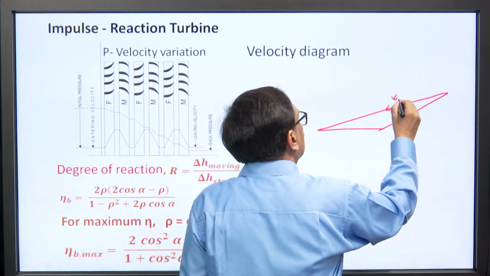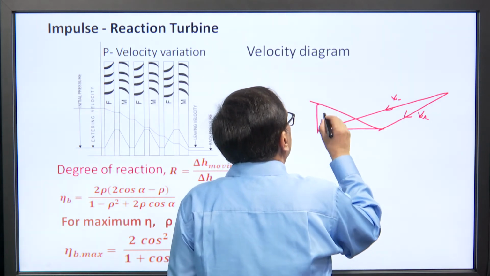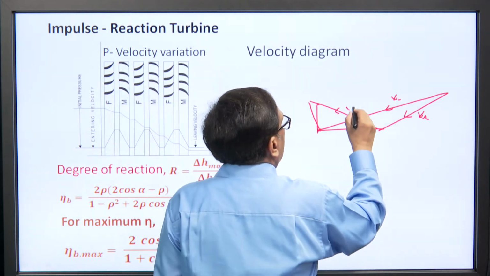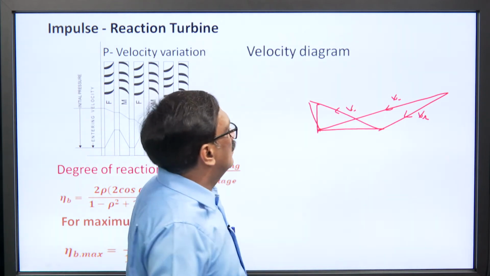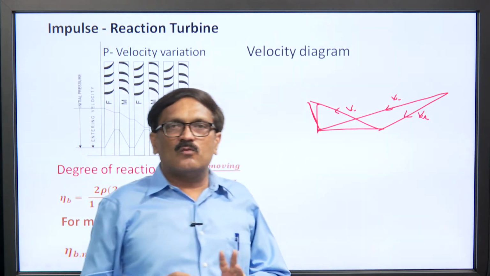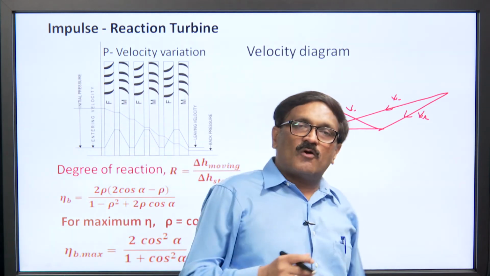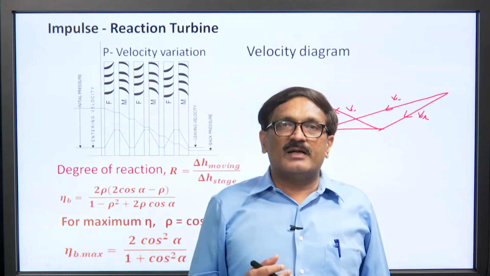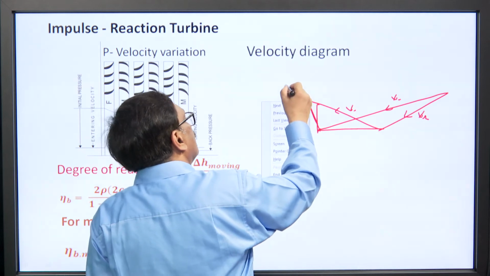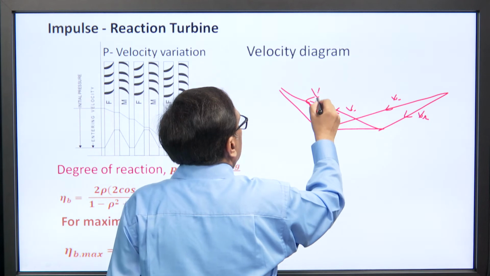This is Vi, this is Vri, and suppose this is Vro, a certain amount. What is happening? This is the velocity diagram, suppose for only the impulse turbine. Now, what is happening? What does the reaction cause? Reaction increases the relative kinetic energy. So, due to some reaction force, this kinetic energy is further increased, and finally, you can say this will be the Vro.